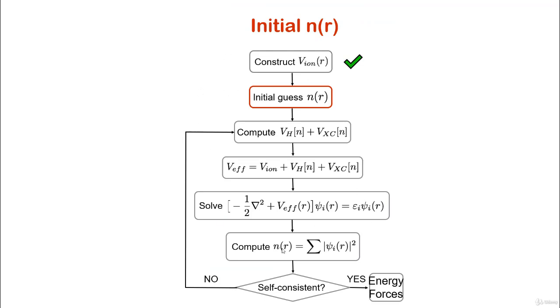This is the flowchart of self-consistent field calculation. See the flowchart. At the first step, the nucleus potential is constructed. Then electron density is guessed. Indeed, the potential that an electron feels is not only nucleus potential. From the quantum theory, we know that an electron also feels potential due to other electrons. We call it Hartree potential.